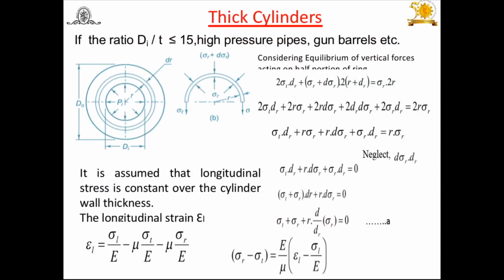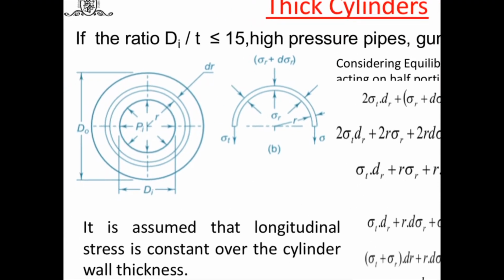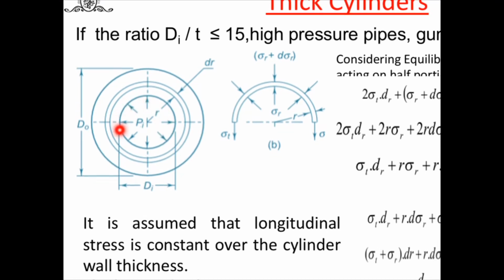Now let us consider the thick cylinder. We say it's thick when the Di by T ratio is less than or equal to 15. Generally you will find examples such as high pressure pipes or gun barrels. Now let us consider this thick cylinder, inside diameter Di, outer diameter Do, having wall thickness T and inside pressure Pi.